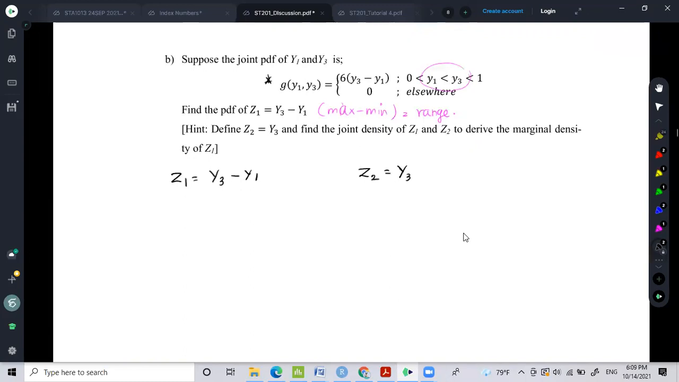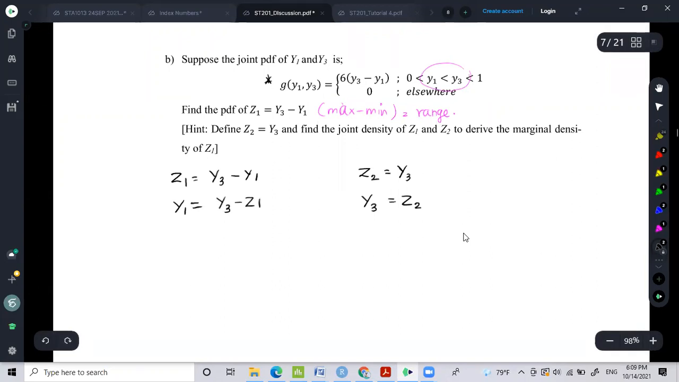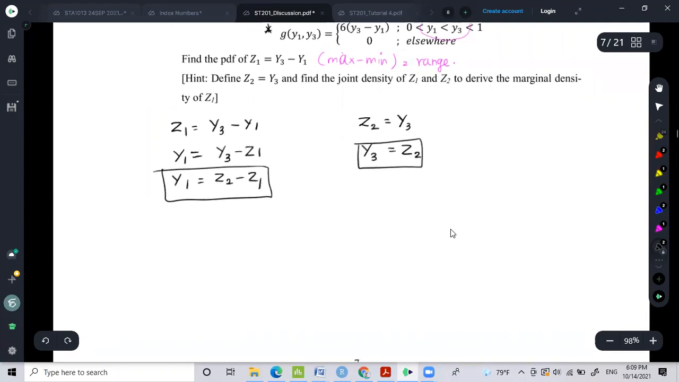Now, what is the next step? We have to find the inverse functions. That means you have to write Y1 in terms of Z1 and Z2, and Y3 in terms of Z1 and Z2. Y3 is Z2 already, so there's nothing to do. What is Y1? If you take Z1 to the other side, it will be Y3 minus Z1, but we know Y3 is Z2. So Y1 will be Z2 minus Z1. Now we have our inverse functions: Y1 and Y3 in terms of the new variables.